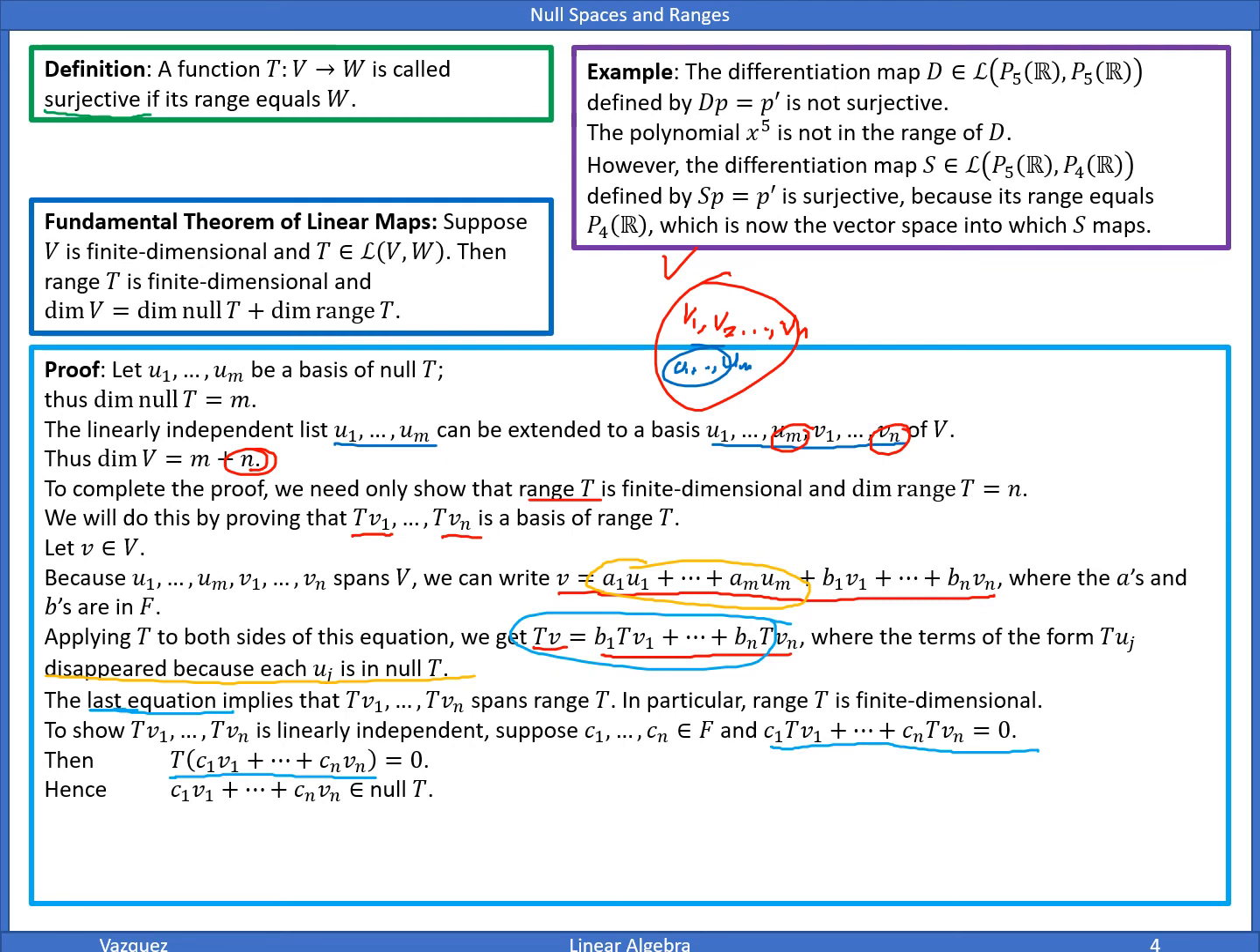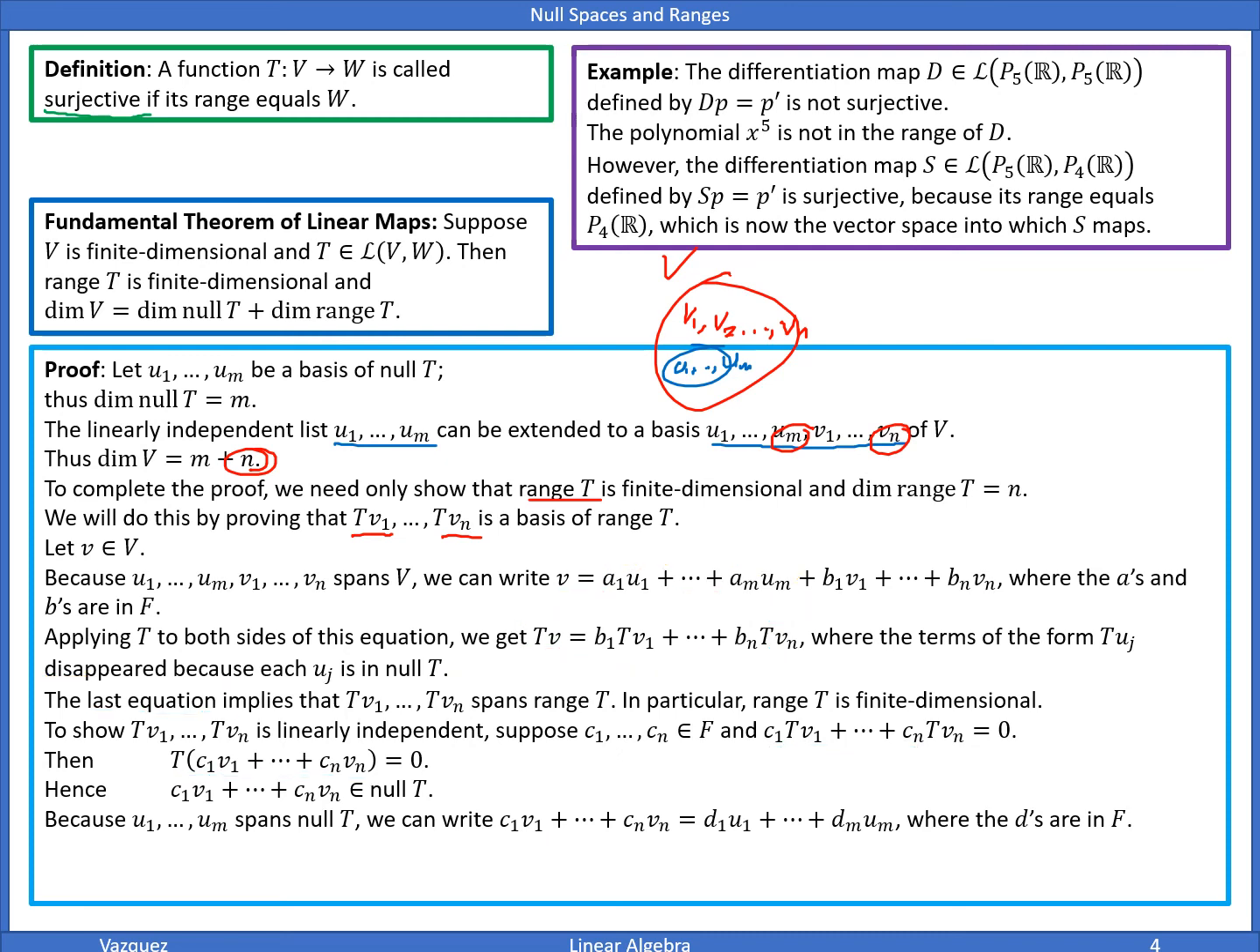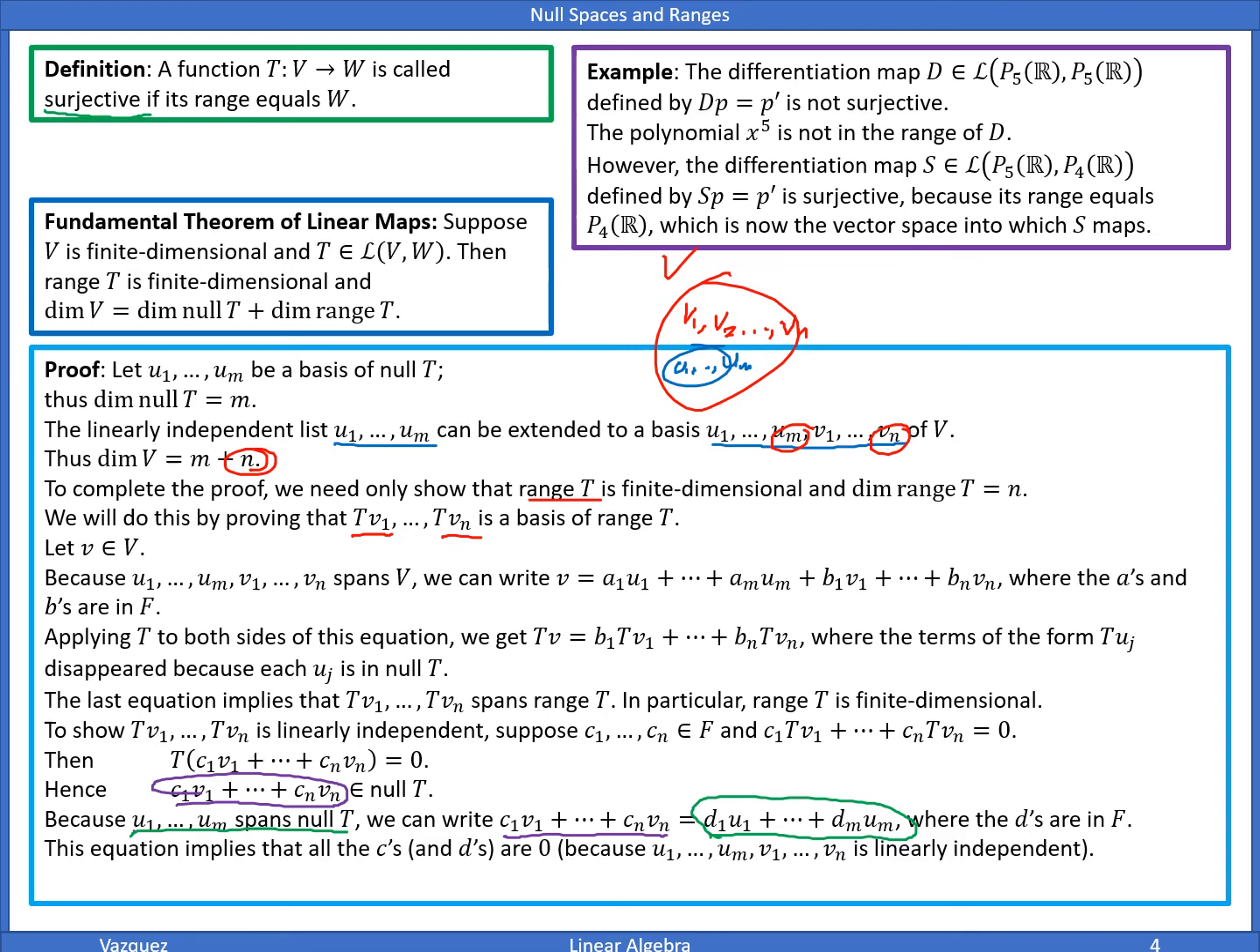And therefore, that linear combination is in the null space of T. And if it's in the null space of T, because u1 to um spans null T, the null space of T, we can write this linear combination. Okay, let me erase here and color code stuff because things are getting confusing. So this here is in the null space of T, and because u1 to um spans null T, we can write this linear combination. So we can write that as a linear combination as well, such that they're equal, where all the d's are scalars in F.